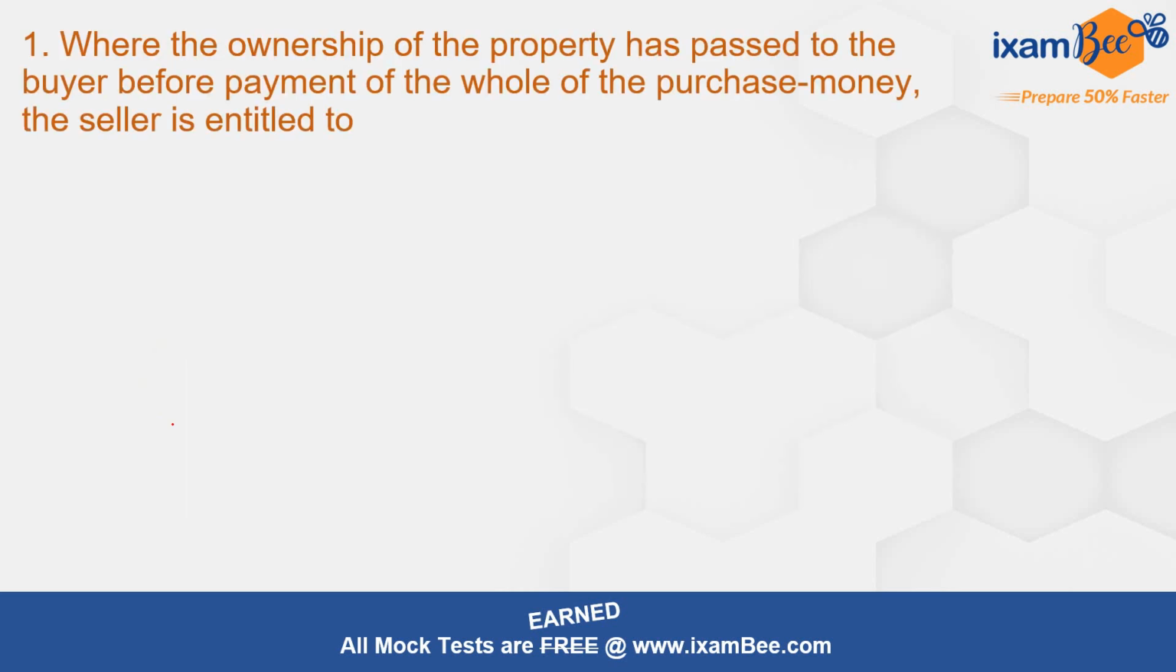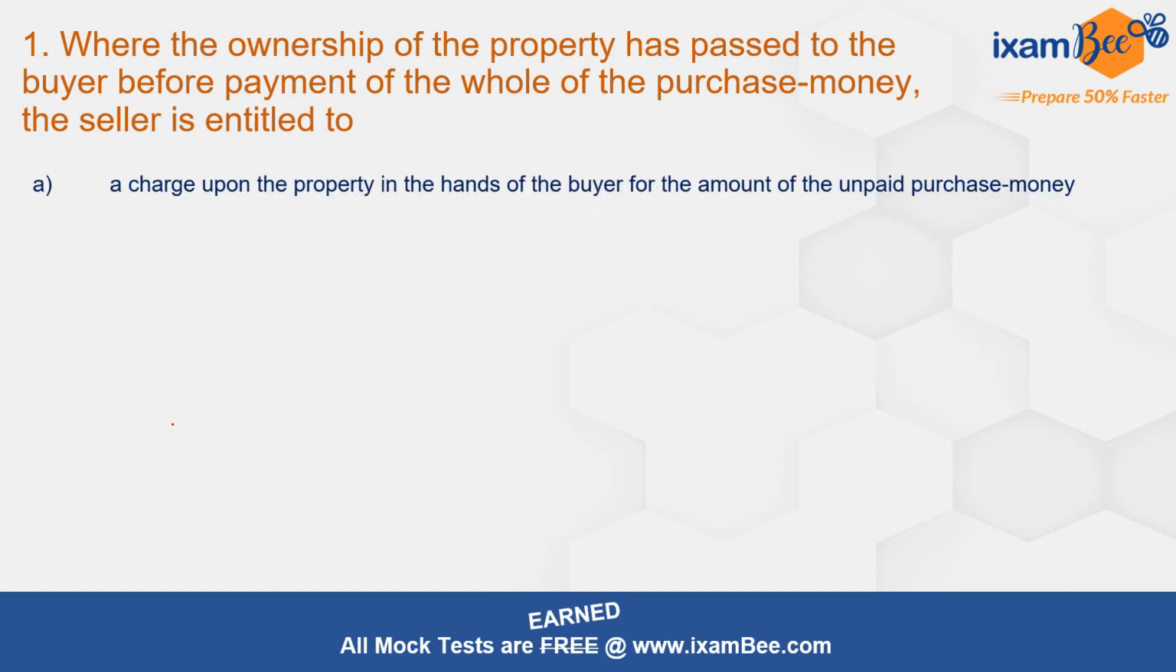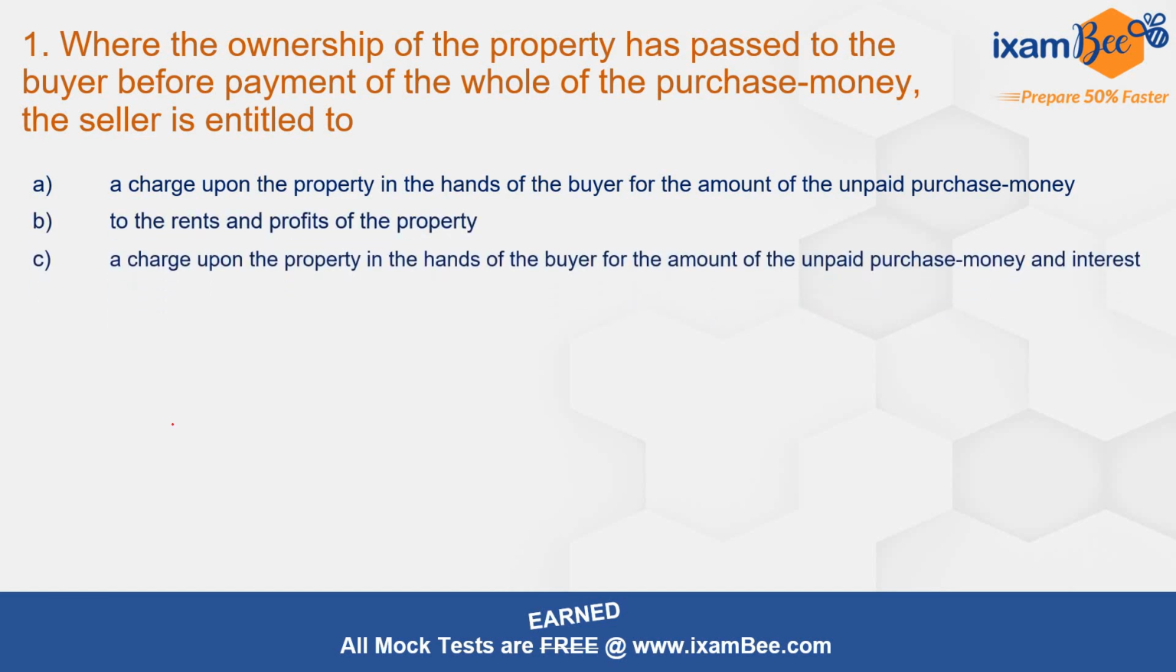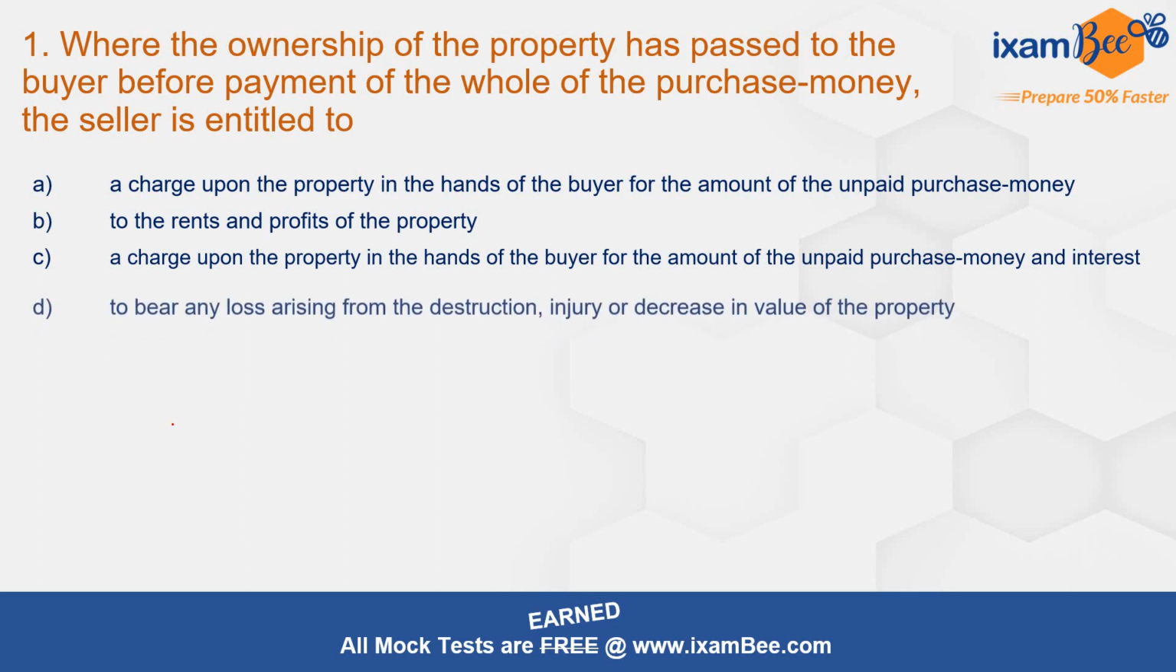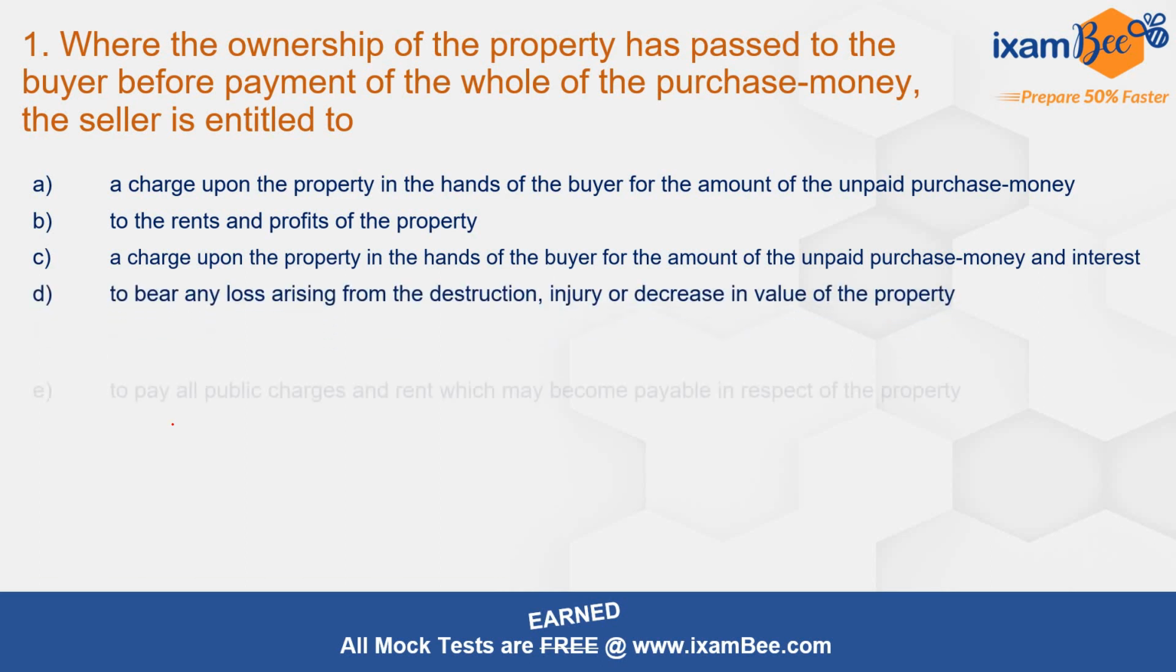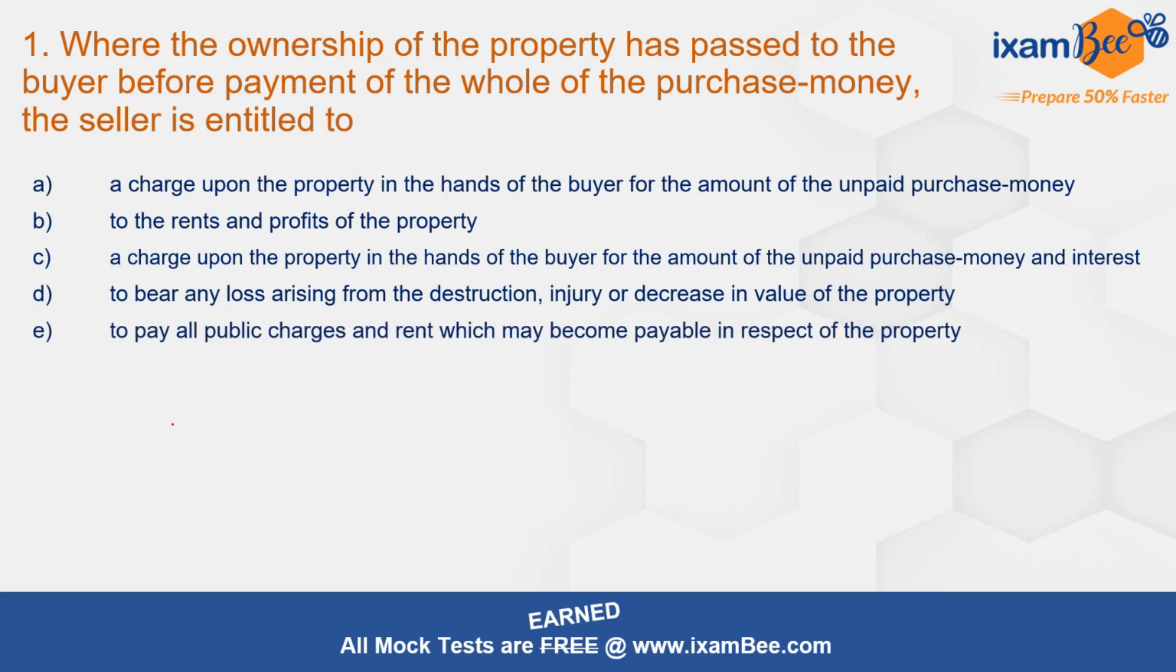Where the ownership of the property has passed to the buyer before payment of whole of purchase money, the seller is entitled to: rents, profits of property; a charge upon property in hands of buyer for amount of unpaid purchase money and interest; bear any loss arising from destruction, injury or decrease; pay all public charges and rents which may become payable in respect of property. Correct answer here is C, a charge upon property in the hands of buyer for amount of unpaid purchase money and interest as well. This is given under section number 55 of Transfer of Property Act.